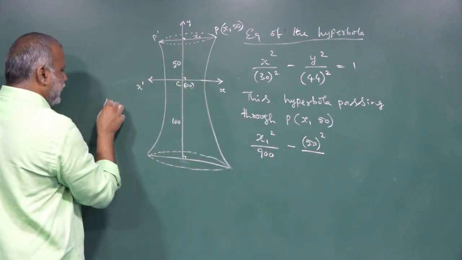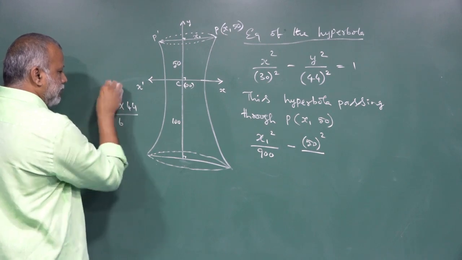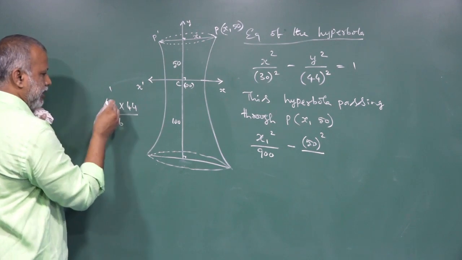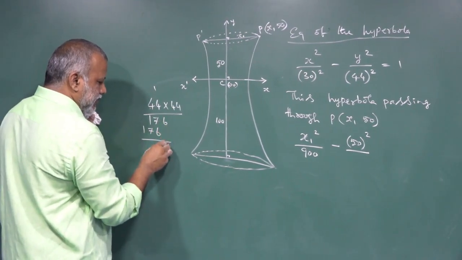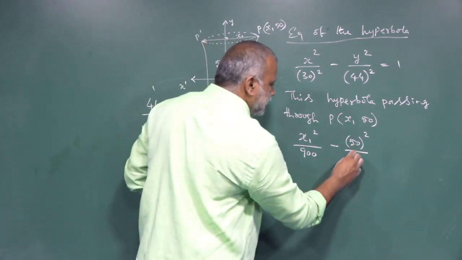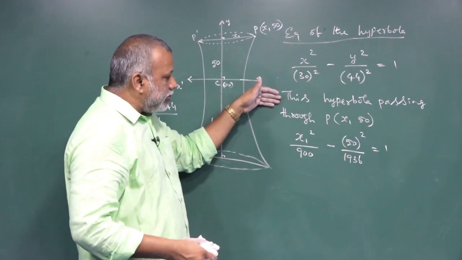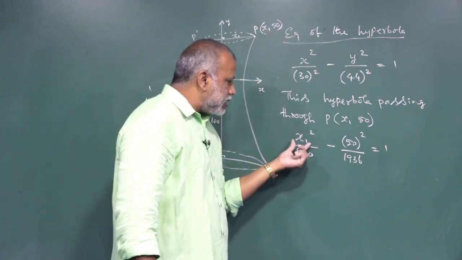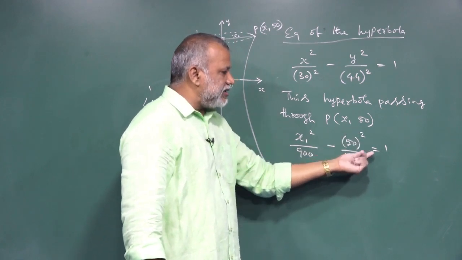Work out the 44 squared. 44 multiplied again by 44. 4 4s are 16, minus 1. Again 4 4s are 16, 176. Here also again multiplication with the same, we get 176. 6, 13, 7, 1, 8, 9, so we get 1936, equal to 1. So this hyperbola passing through the point (x1, 50), then substitute the data. So x1 squared divided by 900 minus 50 squared divided by 1936 equals 1.